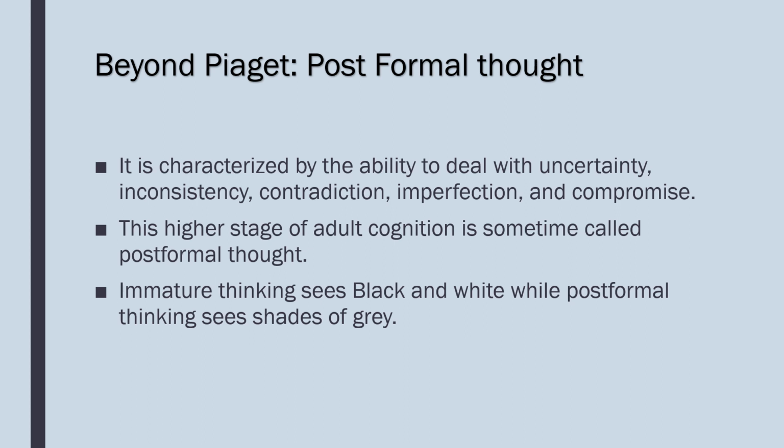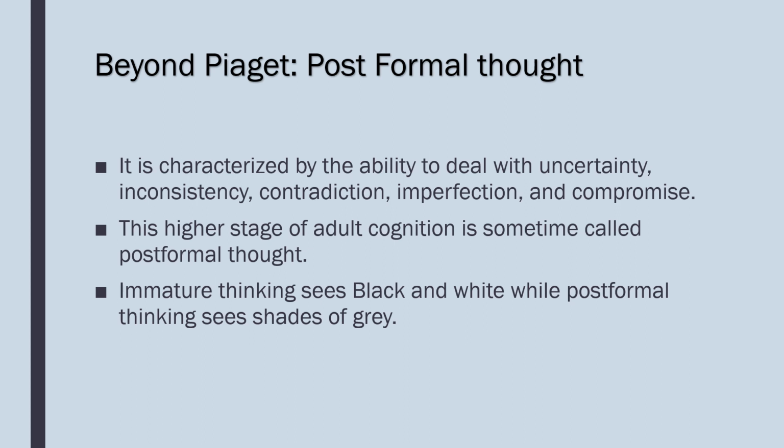Generally, immature thinking sees black and white. What is black and white? It is when a child wants a toy. For example, there are only two conditions: it wants the toy or it doesn't. If you get the toy, you are a good person. If you don't get the toy, you are a bad person. There is no gray. It judges you based on this. So either you are black or you are white. But post-formal thinking sees the shades of gray.